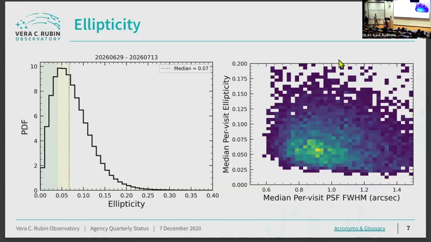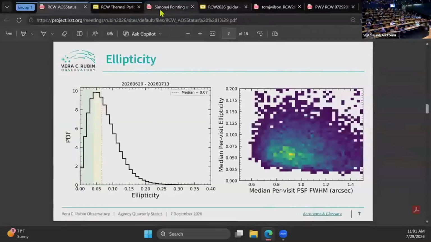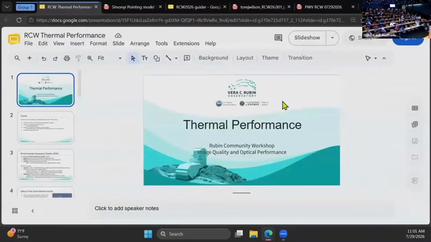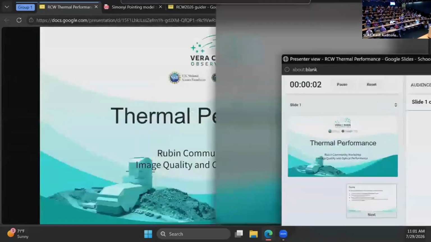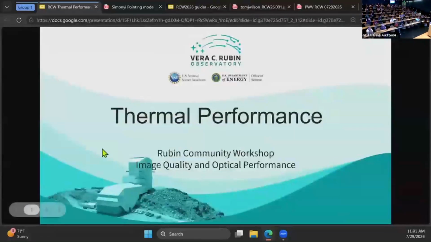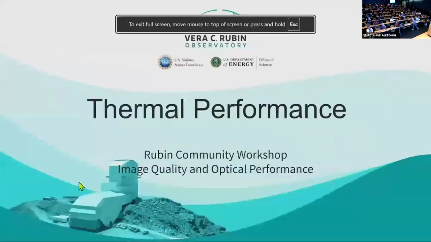I just wanted to emphasize something that Sandrine said, and that on the plot on the right, it's possible to have just horrible, huge, fuzzy PSFs and have extremely low ellipticity, and you don't want that. For dark energy, you want very good PSFs and low ellipticity. Thank you.